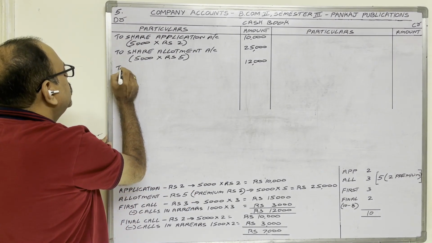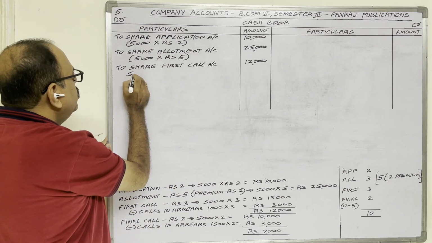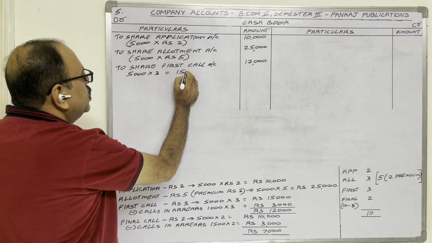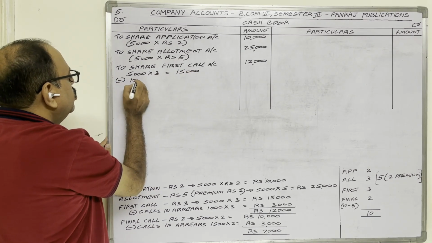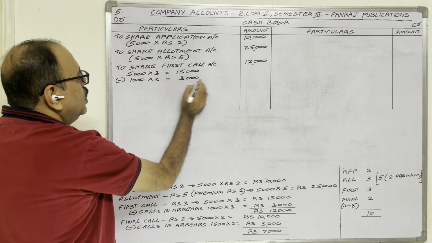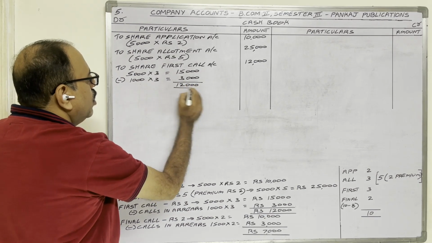To share first call account. Show this information clearly here. On 5,000 shares at the rate of 3 rupees each, 15,000 should come. But on 1,000 shares, first call amount is not coming. 3,000 is not coming. Then the remaining amount 12,000 in the outer column.